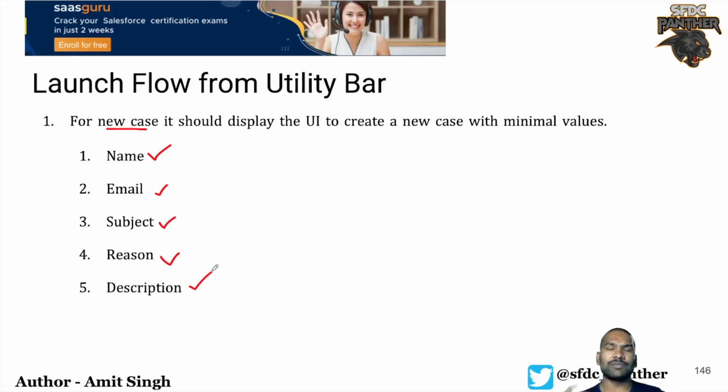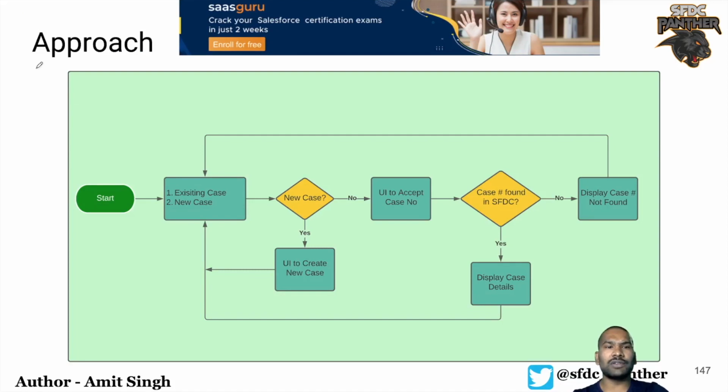They click on next, you do the query and find the case. If there is a case, display the details. If there is no case, display the error message. This is how we are going to approach it. This is the start screen. As a developer or as an admin, you are going to develop the flow, and this is the first screen where they say either they want to check an existing case or create a new case.